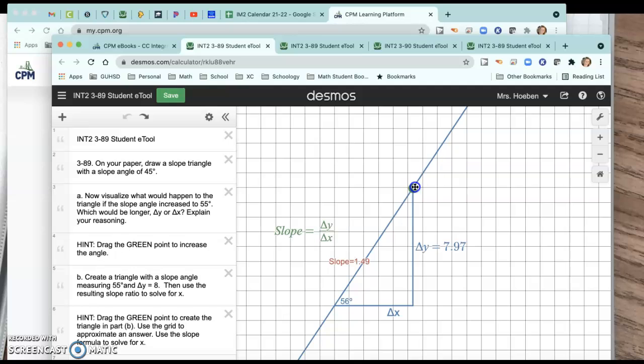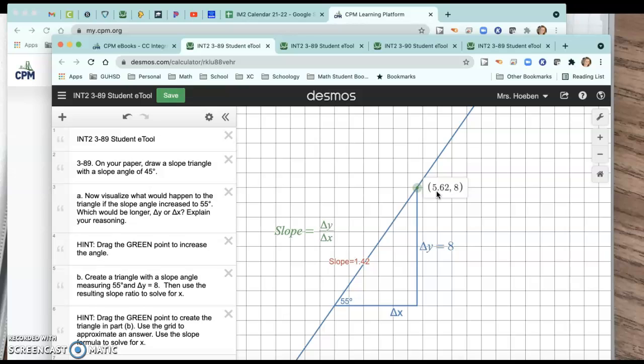56. There it is. Oh, no. Come on, 8. There it is. All right. What did that do? So here, our change in y is still at 8, and we've got 55. So if we click on that point, we're going to see that our change in x is approximately 5.62.